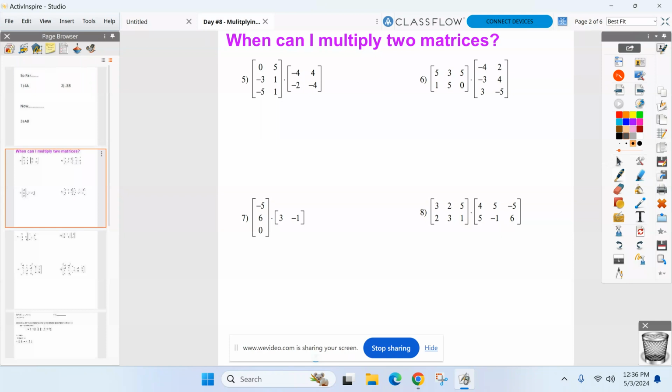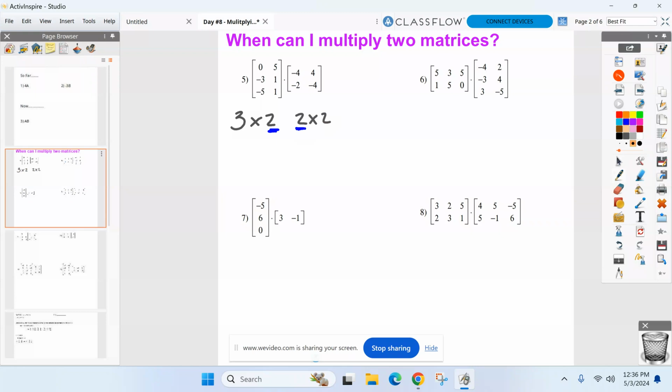My first matrix on the left here, hopefully you can see that. What's the size of it? 3 by 2, right? And what about the matrix on the right? 2 by 2. So we would all agree, you can't add or subtract them, right? But you can multiply them. And here's why. As long as the number of columns on the first one matches the number of rows on the second one, you can multiply.